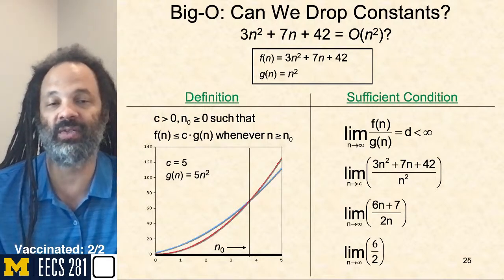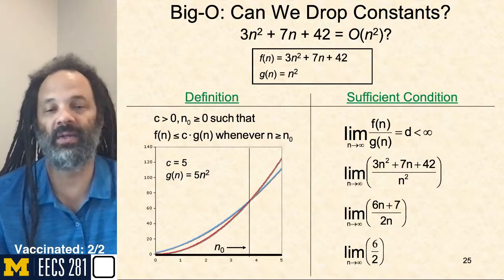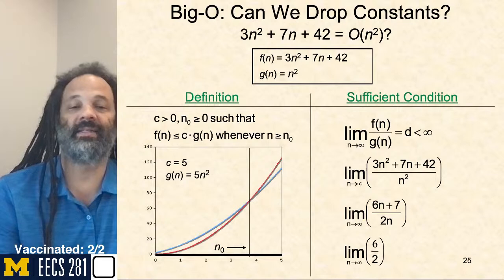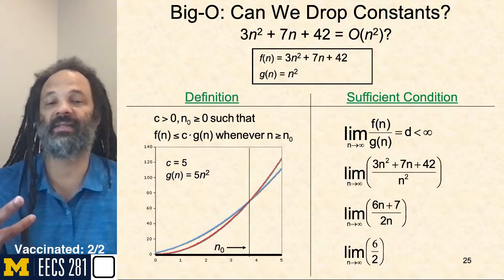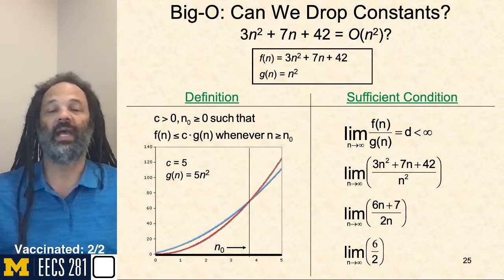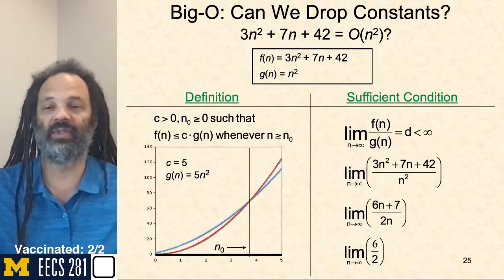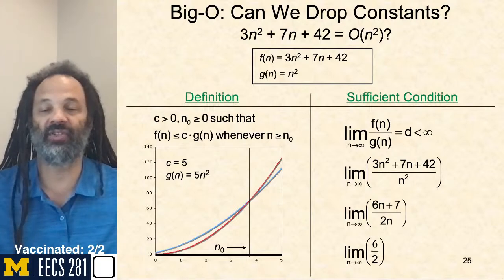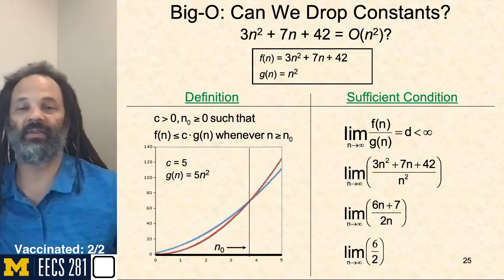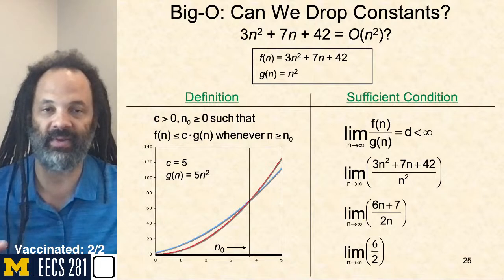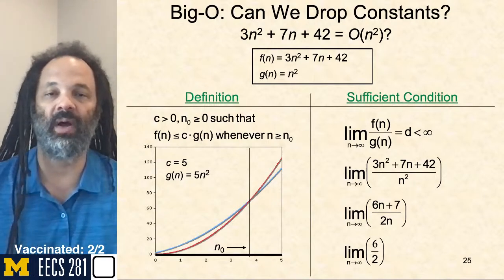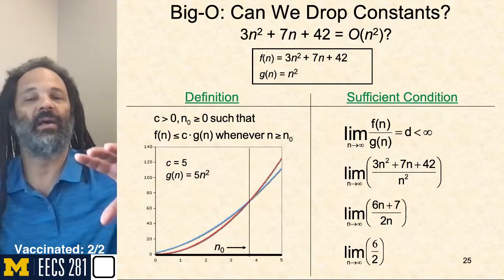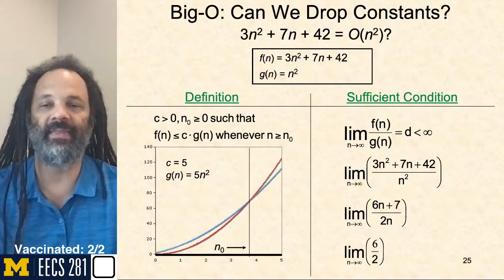My denominator turns into 2n. I still don't have this simple enough, so I'm going to take another first derivative there, and I see that 6n plus 7 just turns into 6. 2n turns into 2. So the limit of 6 over 2 as n goes off to infinity is just 3, so it is sufficient to say that f of n, which is 3n squared plus 7n plus 42, is big O of n squared. We can drop those constants because of the c and the g.